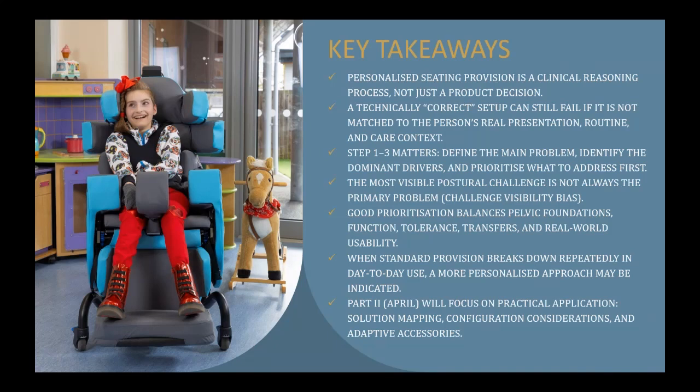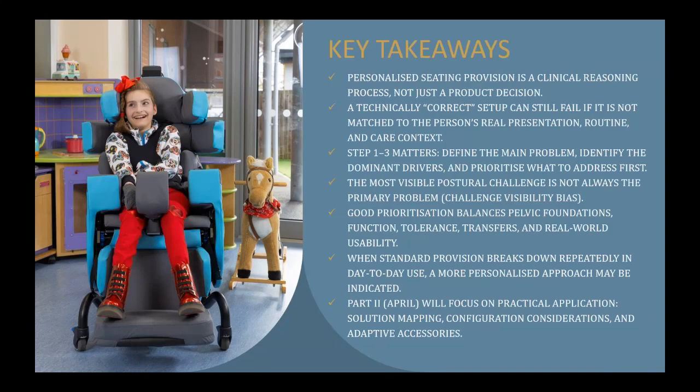Steps 1 to 3 matter. We can't just jump to steps 4, 5 and 6. We've got to define the main problem, identify the dominant drivers and prioritise what to address first. The most visible postural challenge is not always the primary problem. Remember that visibility bias. Good prioritisation balances pelvic foundations, function, tolerance transfers and real world usability.